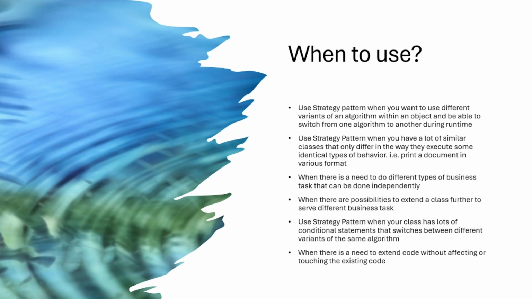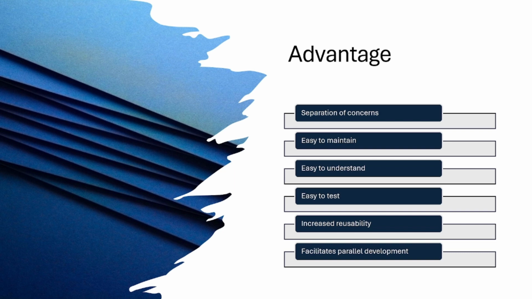Use it when there is a need to do different types of business tasks that can be done independently, and when there are possibilities to extend a class further to serve different business tasks. Use the strategy pattern when your class has lots of conditional statements that switch between different variants of the same algorithm. And when there is a need to extend code without affecting or touching the existing code, you can leverage the strategy design pattern. The advantages are separation of concerns, easy to maintain your code, easy to understand your code, easy to test your code, increased reusability of your code, and it facilitates parallel development by multiple developers or multiple teams.